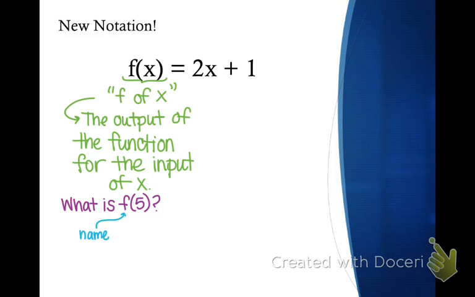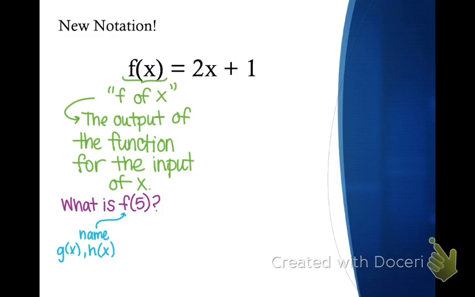We could just as easily call it Frank or Fred. You might sometimes see other ones like g of x or h of x or anything else. Again, it's no different than saying this function is called Fred, this one is called George, and this one is called Hank. It's the exact same thing. It's just giving it a different name each time.